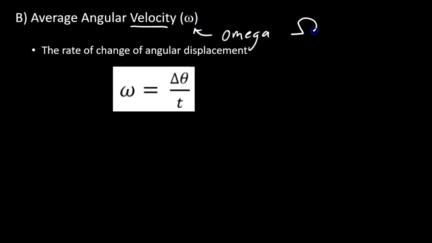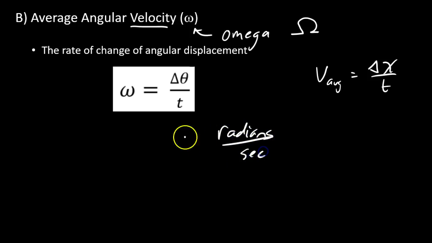This is, of course, uppercase Greek letter omega, which more people are familiar with. This is just the lowercase version. So omega, the average angular velocity, is the rate of change of angular displacement. Just like our old average velocity was delta x over t, angular velocity is delta theta over t. What would the units be? Radians over seconds.